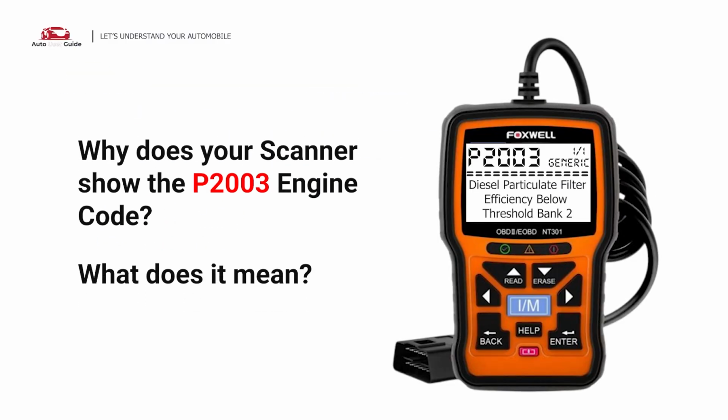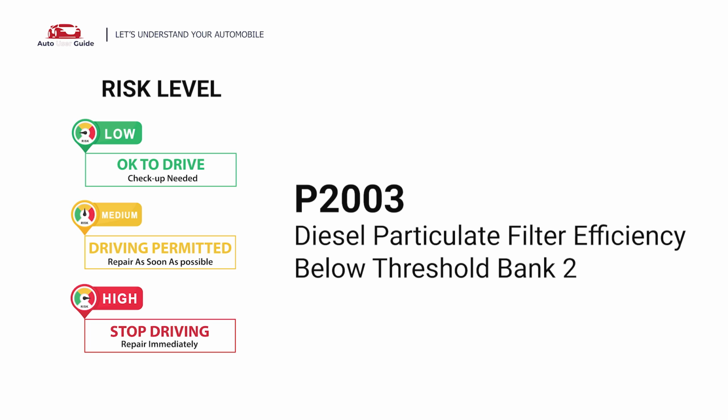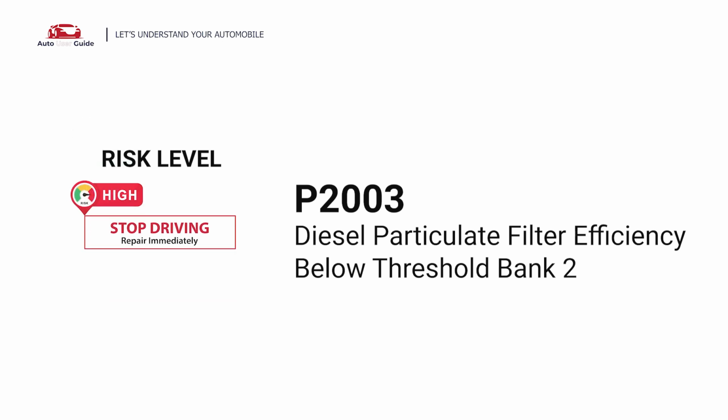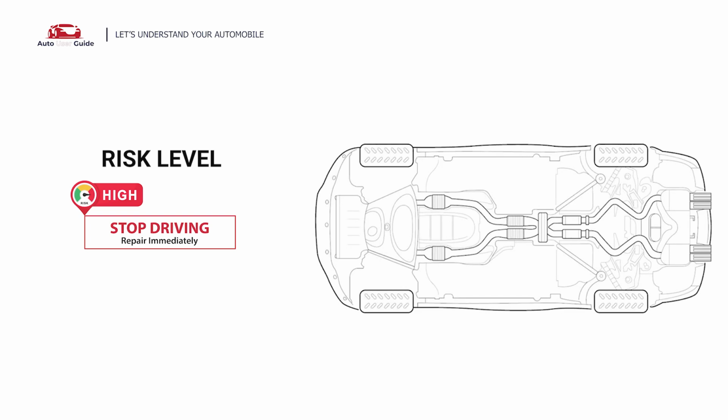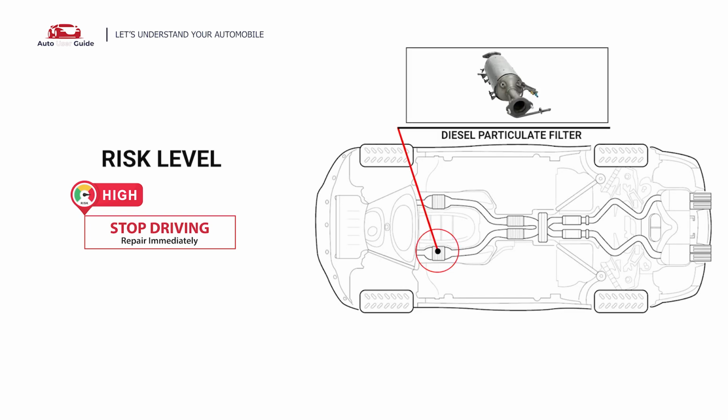Why does your scanner show the P2003 engine code? What does it mean? P2003 is a diagnostic trouble code for diesel particulate filter efficiency below threshold bank 2. This engine code indicates that the diesel particulate filter on bank 2 is not effectively reducing particulate matter emissions.